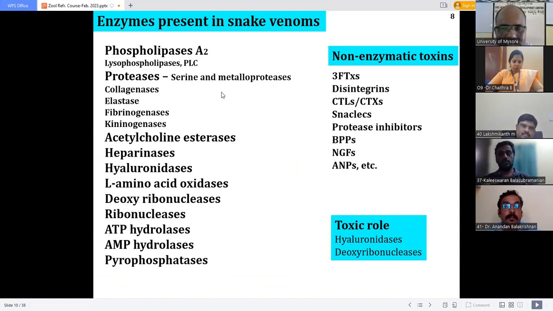And so venom is a mixture of several enzymes, enzymatic toxins. These are not simply enzymes. In addition to enzymatic activity, they exhibit toxic properties. They are involved in toxicity. That is most important. And we have non-enzymatic toxins also. We have 3-finger toxins. Basically, 3-finger toxins are neurotoxins. We have both presynaptic neurotoxins as well as postsynaptic neurotoxins.